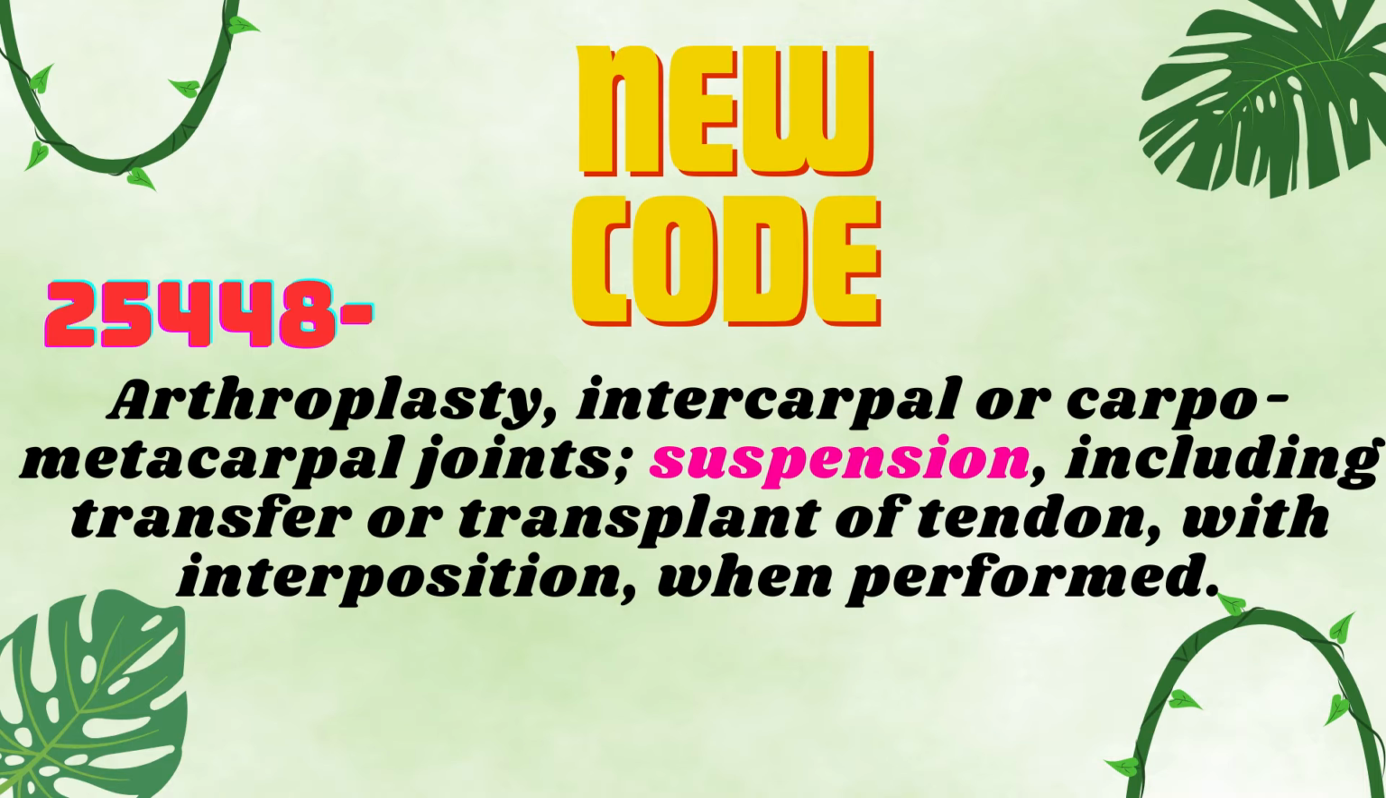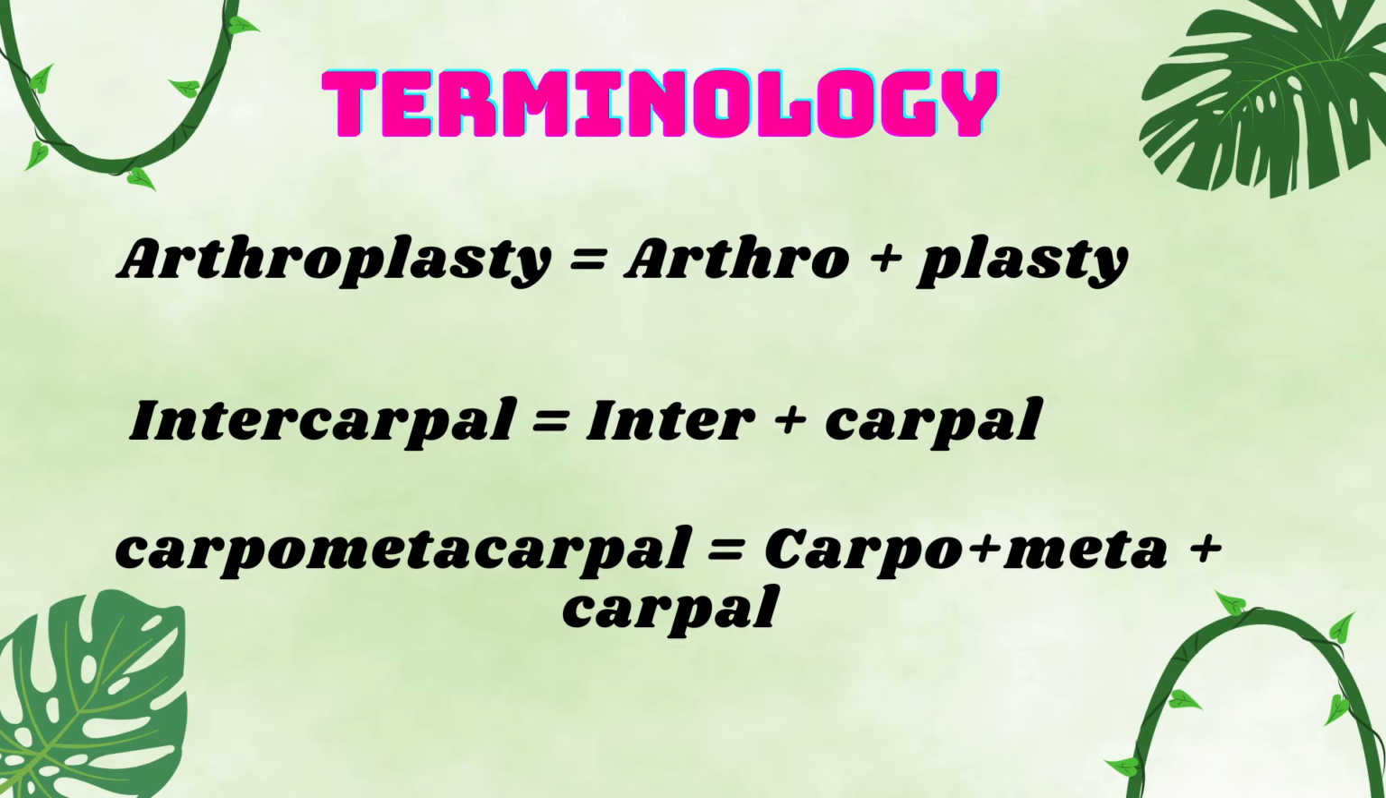Here is a quick view of the terminologies that we find in the code descriptor for the new code. Arthroplasty equals arthro plus plasty. The word arthro means joint and plasty refers to reconstruction. Intercarpal equals inter plus carpal. The word inter refers to the preposition between and carpal refers to the carpus.